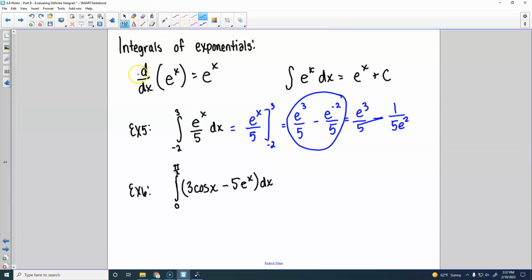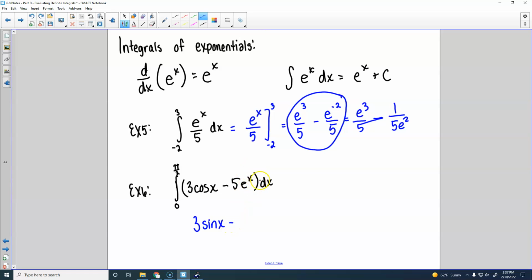So for example 6, if we integrate this, 3 is just the coefficient. What is the integral of cosine? It's positive sine x. The derivative of cosine is negative sine, but the integral of cosine is positive sine. You can see how that's going to be easy to get mixed up. We probably need to have a quiz on that sometime.